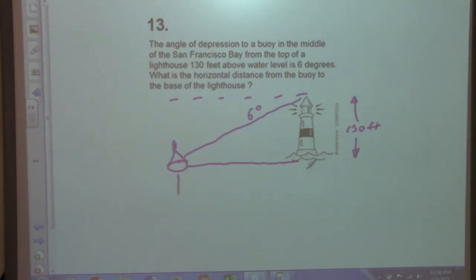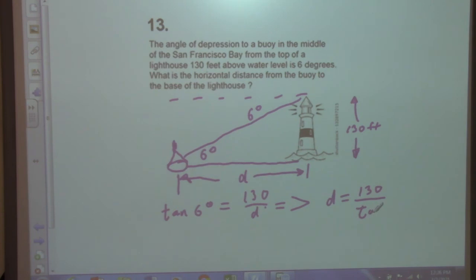So you're asked for the horizontal distance. Here's your angle, which you can put here, 6 degrees. So the tangent of 6 degrees is equal to 130 over your horizontal distance. Your horizontal distance is going to be equal to 130 over tangent of 6 degrees. So 130 over tangent 6 degrees should be your answer on this one.